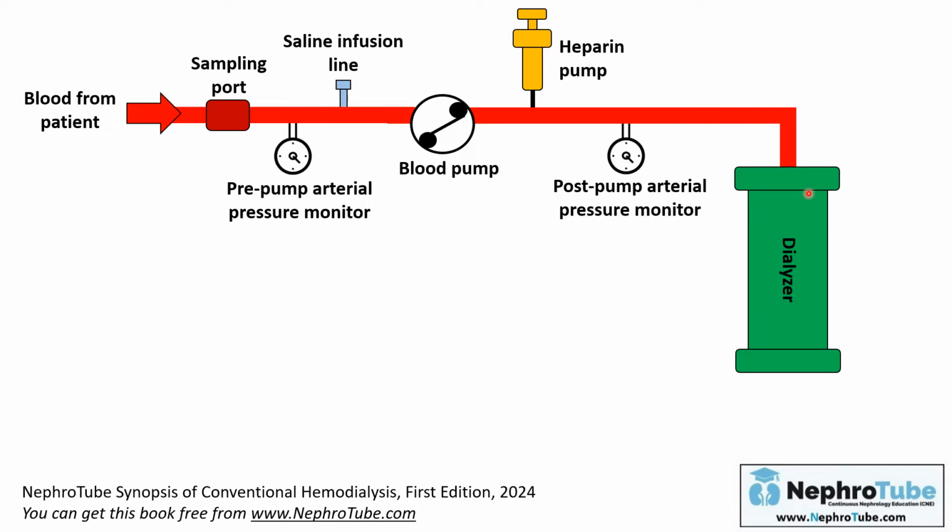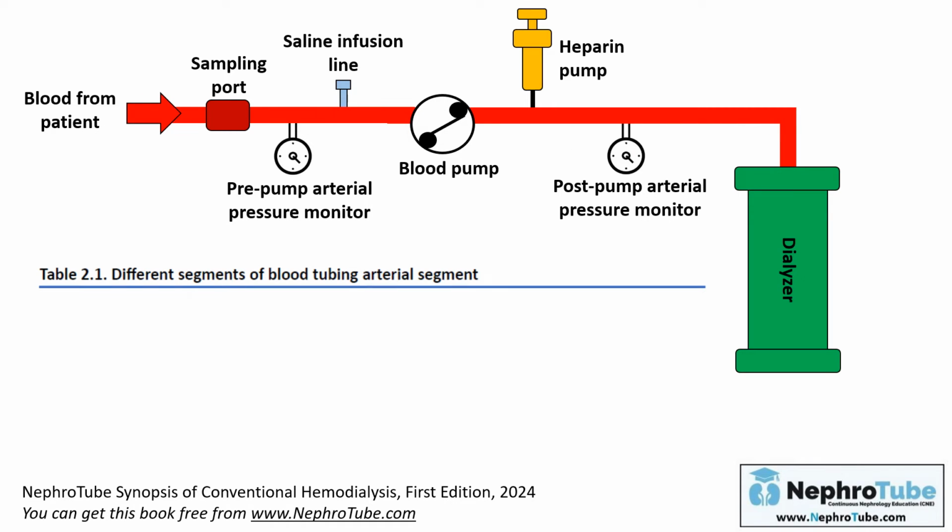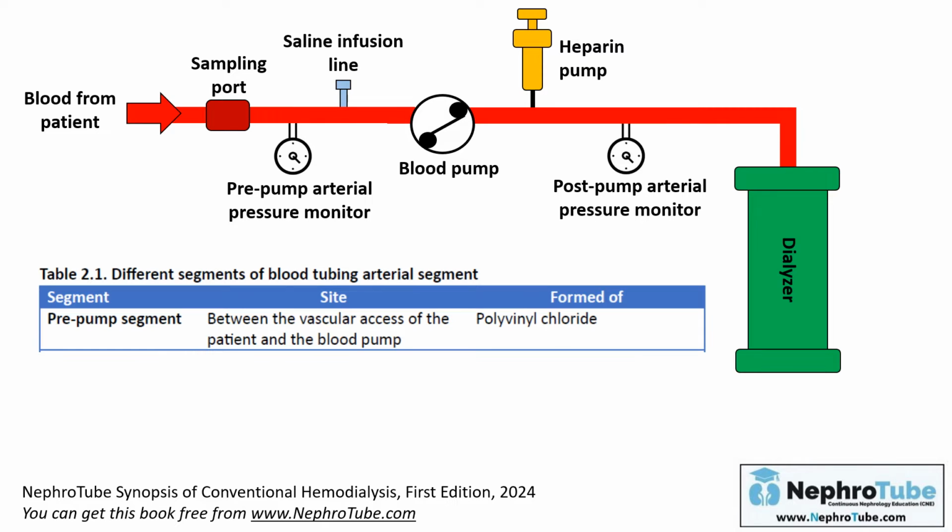This arterial segment itself is divided into three different segments. The first part is called the pre-pump segment, which is the part of the arterial line before the pump. It is between the vascular access and the pump itself. It is formed of polyvinyl chloride.